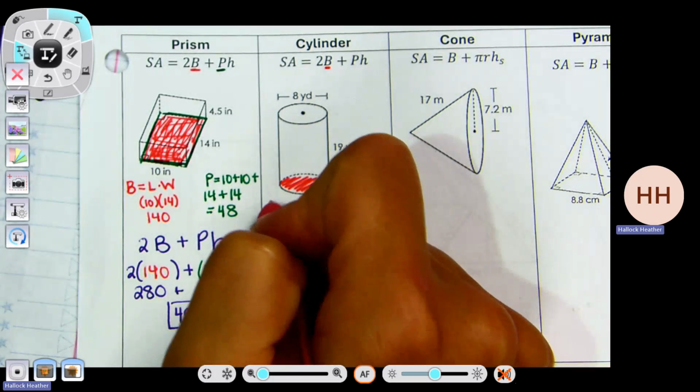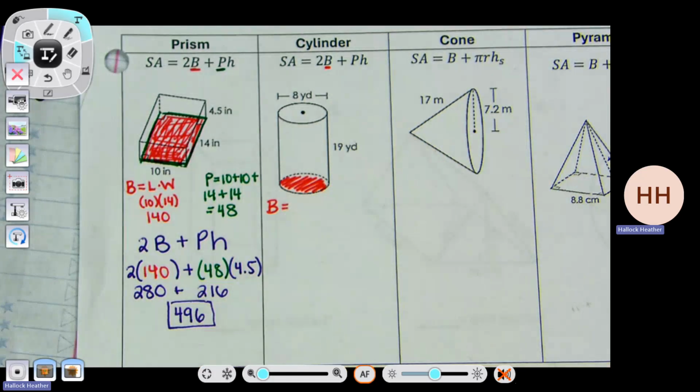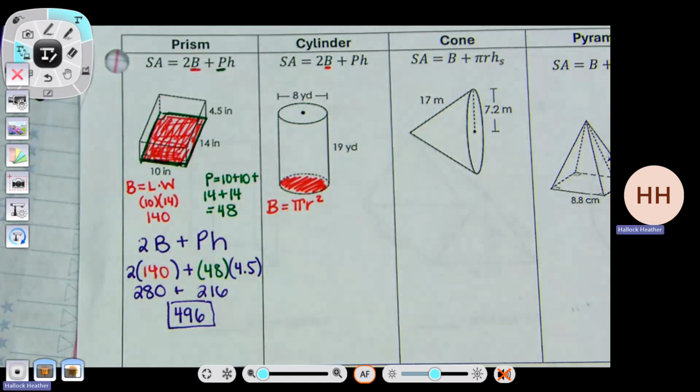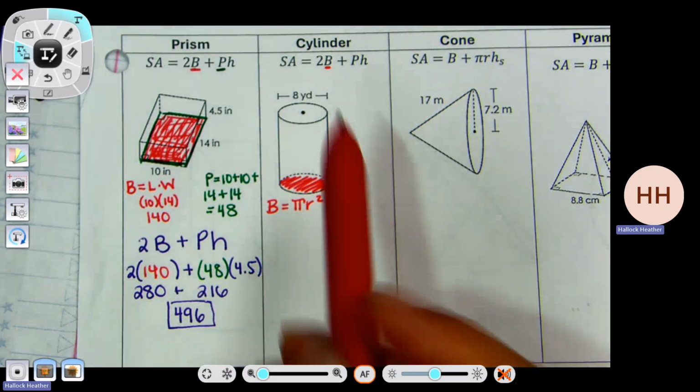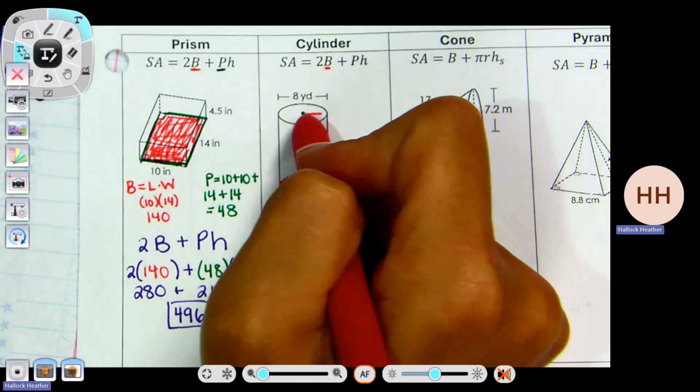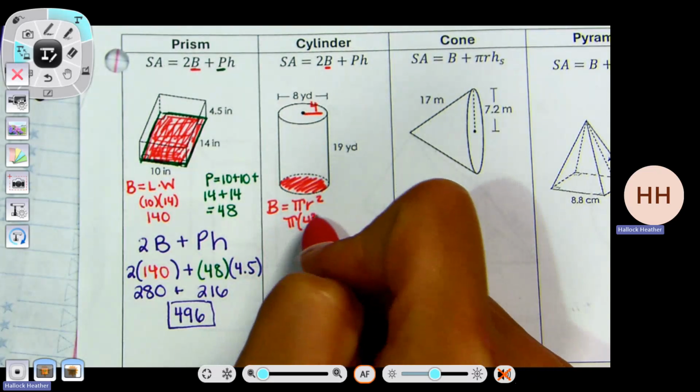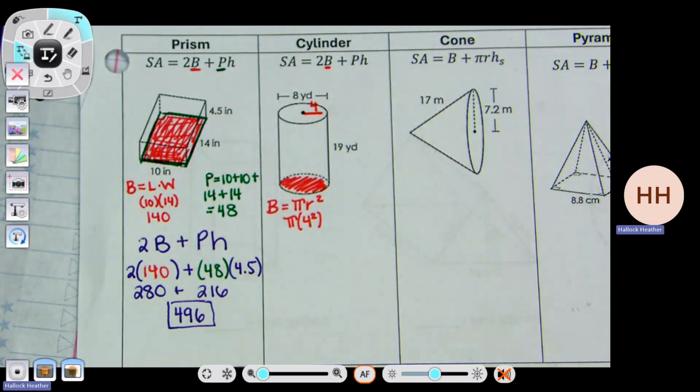Okay. For B, should I use length times width? No. What should I use? Pi r squared. The radius is 4, not 8, because 8 goes all the way across. So my radius is 4. So we're doing pi, and we're doing 4 to the power of 2. So take a second, do 16 times pi.